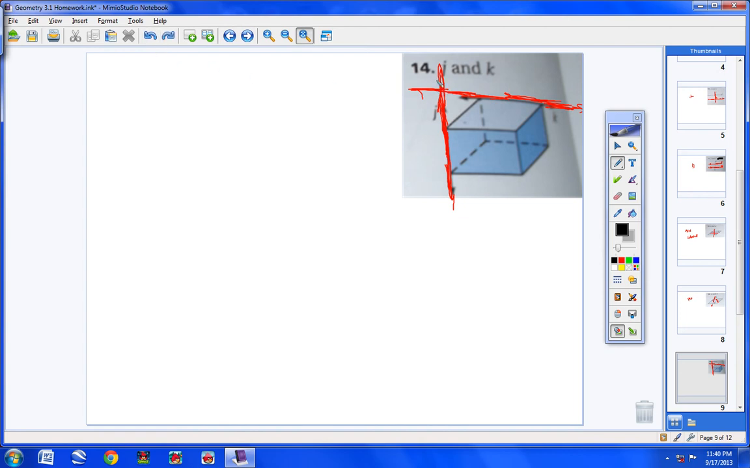Remember, this line here is going straight up and down in the front of the box, and this is the back of the box with a line going across. Yes, these lines are skew. They do not intersect, and they are in totally different planes.